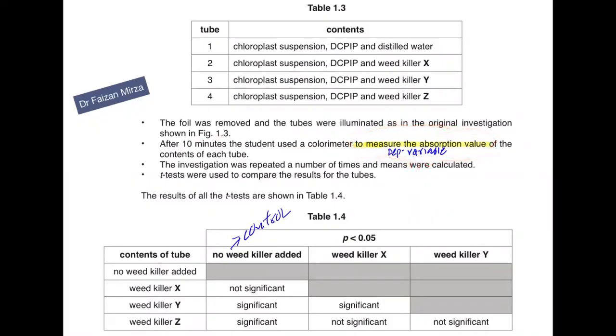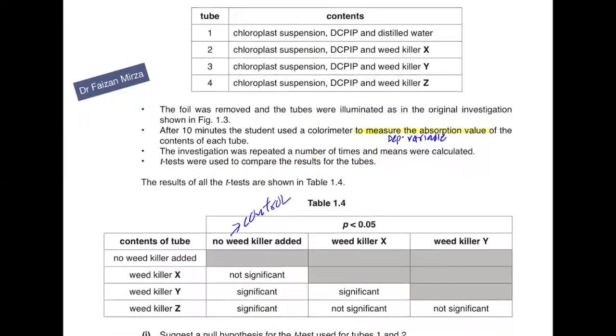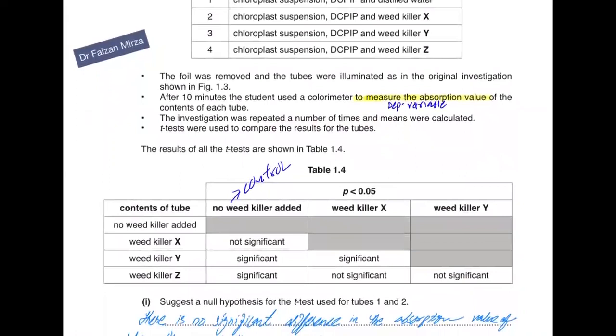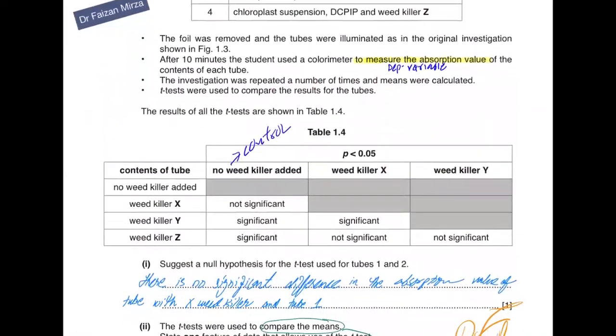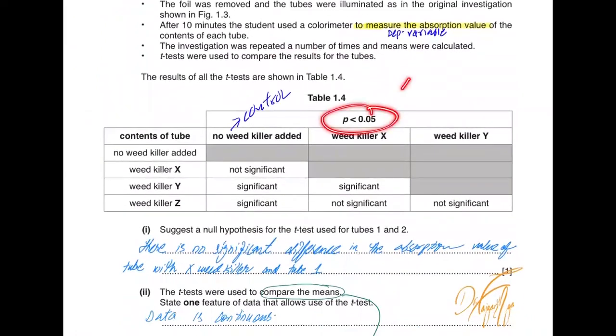The investigation was repeated a number of times and the mean was calculated. So when the mean is being calculated, you know the data is continuous and the t-test can be applied. T-tests were used to compare the rate of the results of the tube. The results of all the t-tests are shown in table 1.4. So let's come to table 1.4. All the table is given for p less than 0.05, which means there is a 1 in 20 chance of error.